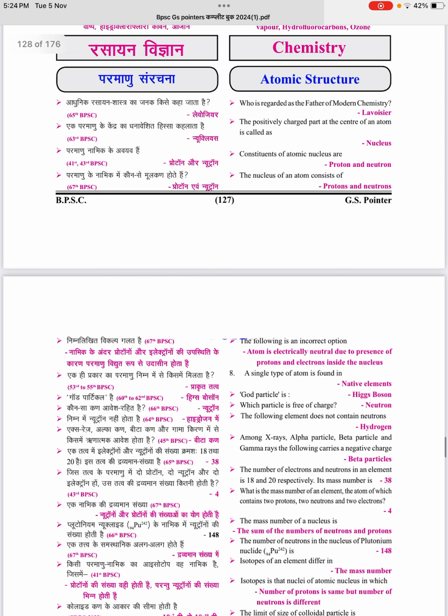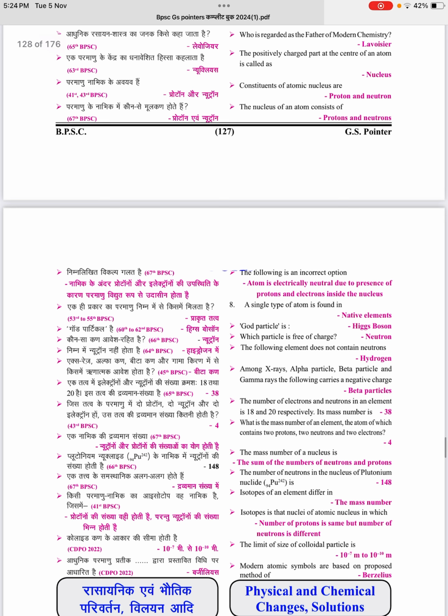The following is an incorrect option. Atom is electrically neutral due to presence of proton and electron inside the nucleus. A single type of atom is found in a native element. God particle is Higgs boson. Which particle is free of charge? Neutron. The following element does not contain neutron: hydrogen. Among X-ray, alpha particle, beta particle, gamma ray, the following carries a negative charge: beta particle.